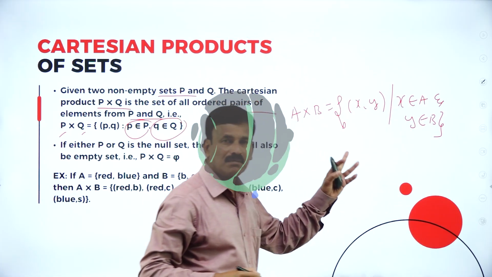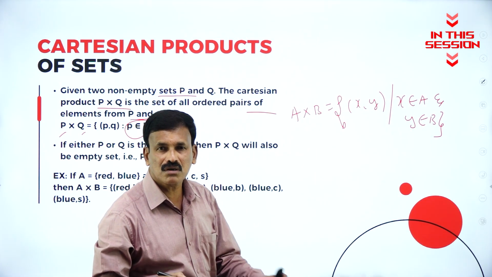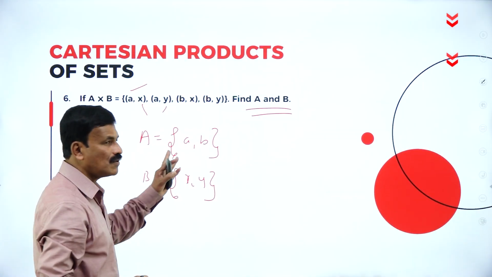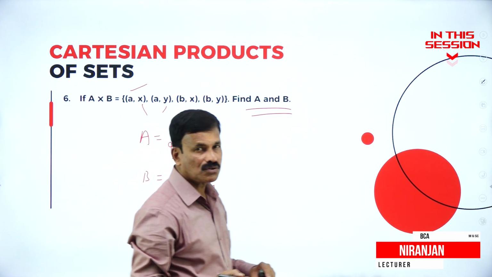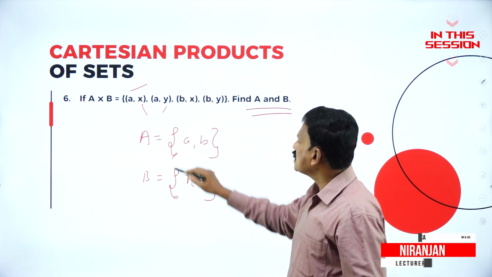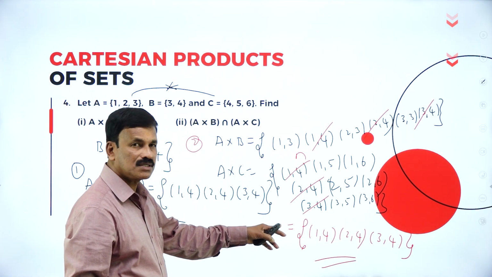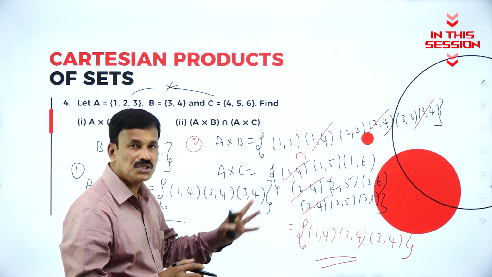First member is an element of set A and second member is an element of set B is called the Cartesian product. So the set of first elements of the Cartesian product is A and the set of all second elements of the Cartesian product is B. So therefore A is equal to {a, b}, whereas B is equal to {x, y}. A cross B intersection A cross C is {(1,4), (2,4), (3,4)}. That's it, the common elements in these two sets.